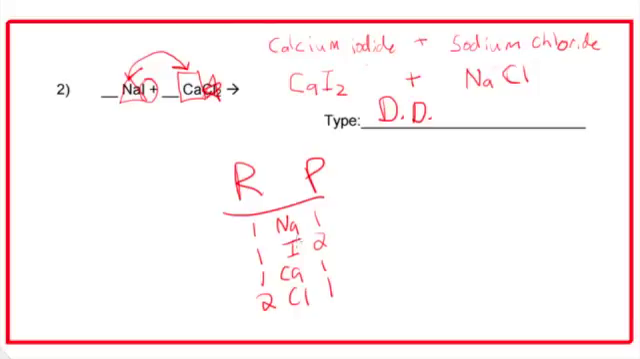Sodium's balanced, iodine's not. In order to get 2 over here, I need 2 of those. So that will change this to a 2. But it also means that I add a sodium, so that's 2. So 2 sodiums went in, only 1 came out. So I've got to fix that by putting a 2 here. So 2 sodiums come out, but that also means there's 2 chlorine, and I go 2, 2, 2, 2, 1, 1, 2, 2. That's balanced. So 2 sodium iodide react with 1 calcium chloride to produce 1 calcium iodide and 2 sodium chloride.